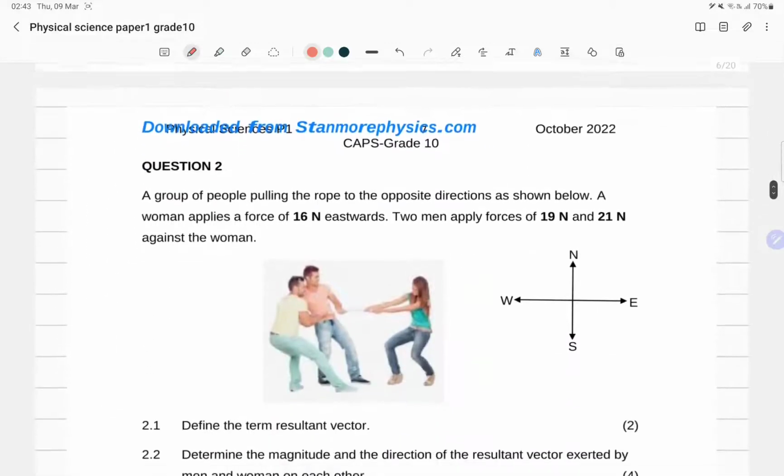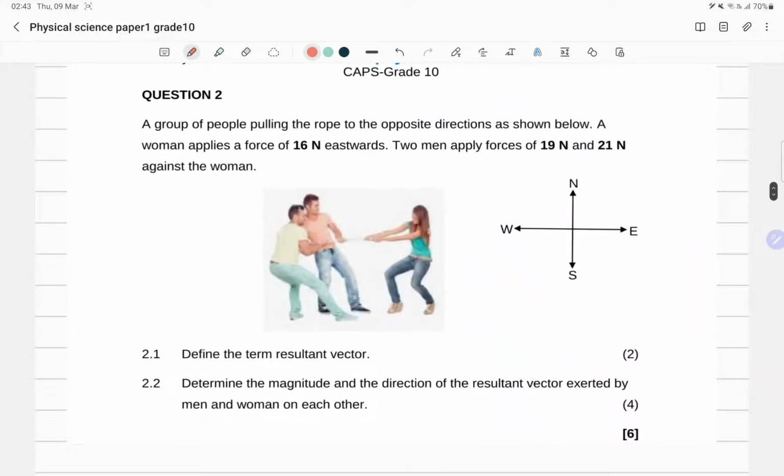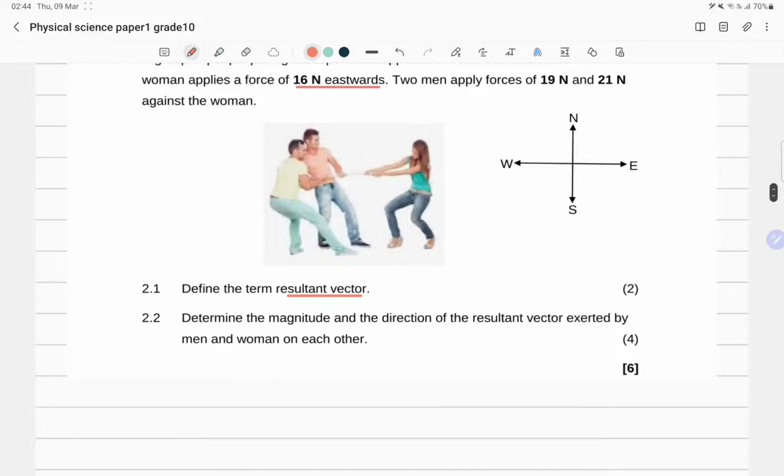Okay, let's get to the long questions. Now we are told here, a group of people pulling the rope in opposite directions as shown below. A woman applies a force of 16 newtons eastwards, and then 2 men apply forces of 19 and 21 newtons against the woman. So define the term resultant vector. This is textbook work, you need to be able to know these.